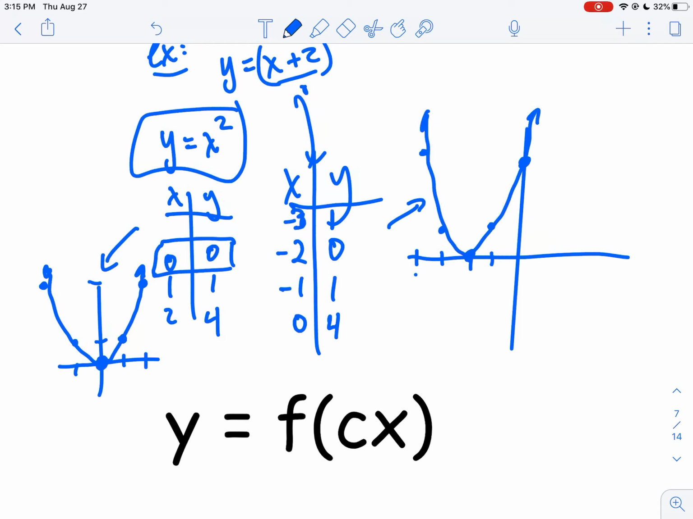So what happens when I add 2 on the inside here? Do you see it actually shifted these points left 2? And we ended up with this.